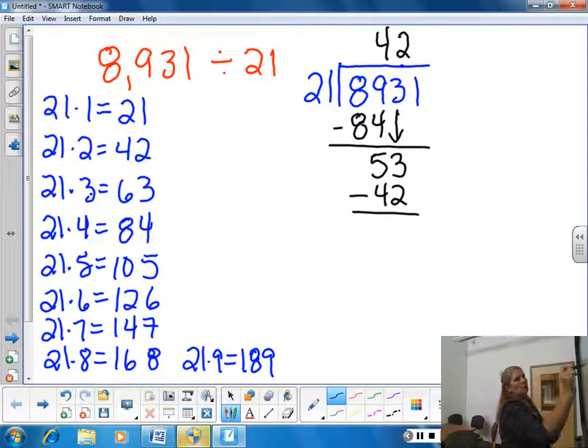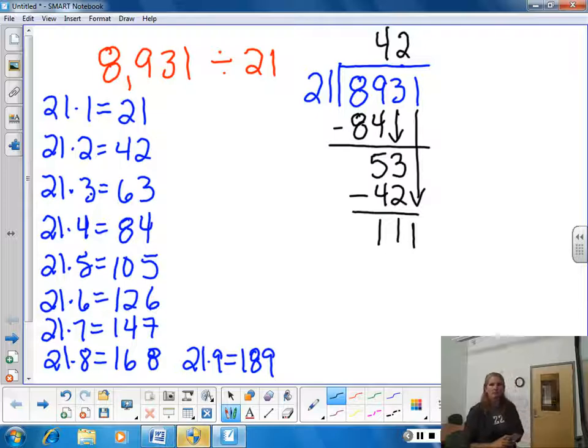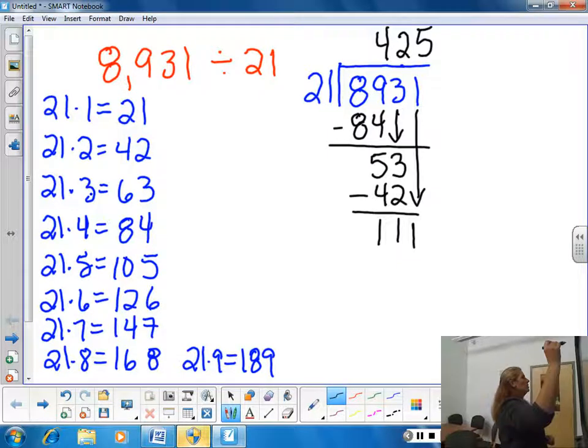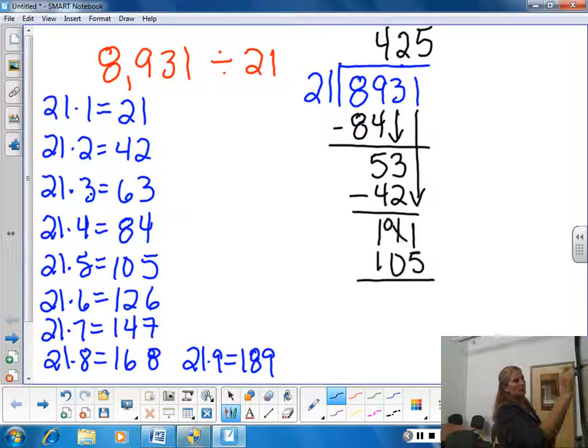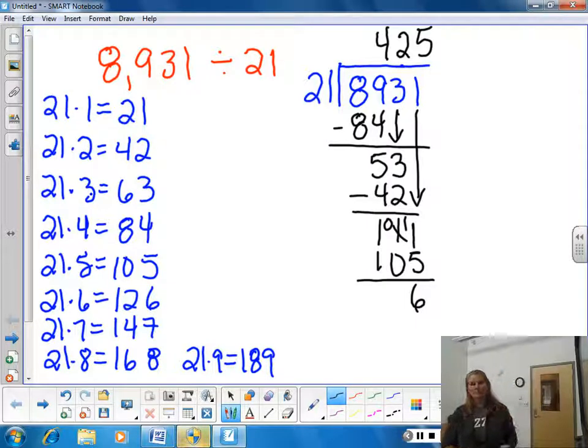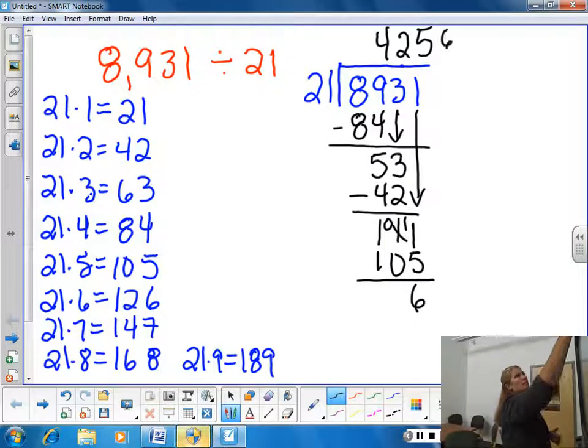3 minus 2 is 1. 5 minus 4 is also 1. And then I'm going to bring the 1 down. Next, I want to know how many times would 21 go into 111, and that would be 5, because 21 times 6 is too much. So 21 times 5 is what I'm after, which is 105. And when I subtract, I have to borrow, and that gives me 6. That is the remainder, because 21 doesn't go into 6. So I have 6 over 21.